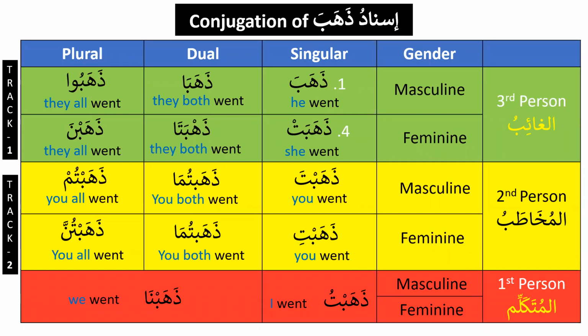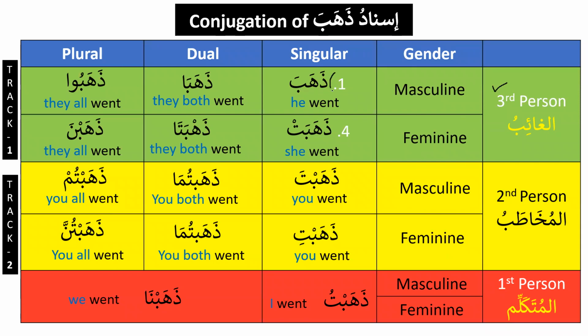Conjugation of dhahaba, isnad of dhahaba. In Arabic, we say isnad, and in English, we say conjugation. Now, we have completed this conjugation in book number 1, alhamdulillah. And I'm sure you have memorized this conjugation as well. So as we discussed today, the verb in the Arabic language always starts with the past tense, and it starts with the third person masculine. So we have the third person, al-ghaib, and the third person masculine is dhahaba.